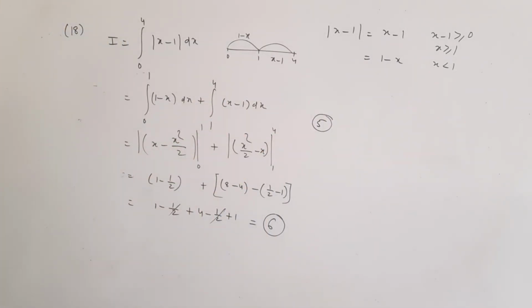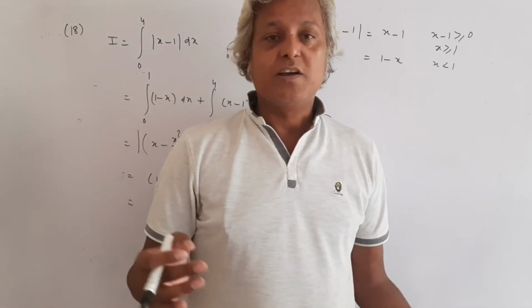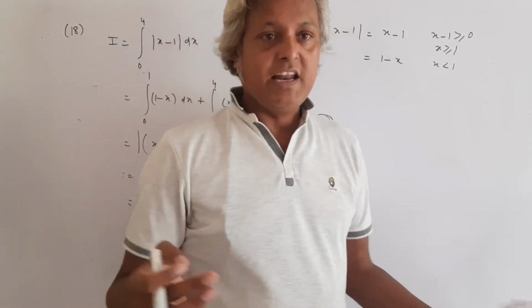X minus x square over 2, this is fine. It looks very fine. If there is any problem, my friends, then I am also human. I can make some errors. Then you can point it out in the comment section. Now I go to the next question.